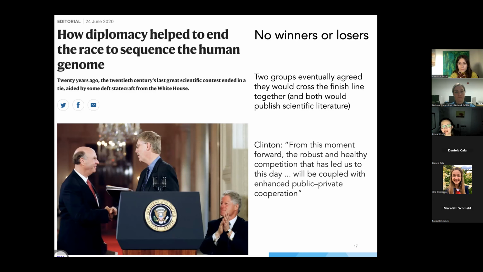But this came about very much through diplomatic channels, with many prominent politicians, including President Clinton and Tony Blair in the UK at the time, and many other prominent scientists getting involved to really put the case that a collaborative working agreement and alliance together would be of best benefit to everybody. And this was really acknowledged in the announcement by President Clinton, that from this moment forward, the robust and healthy competition that has led us to this day will be coupled with enhanced public and private cooperation. So it's really marrying and acknowledging the different incentives in public and in private scientific endeavors, and how people come together for the common good.